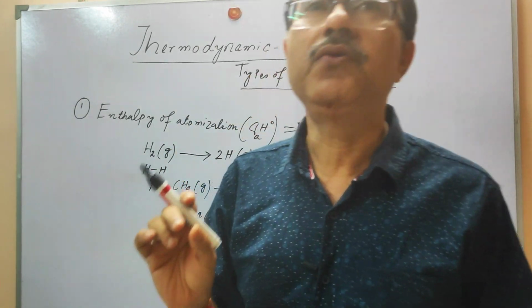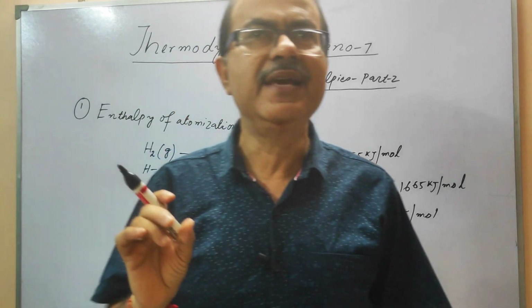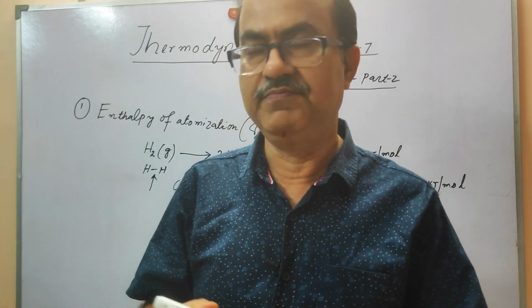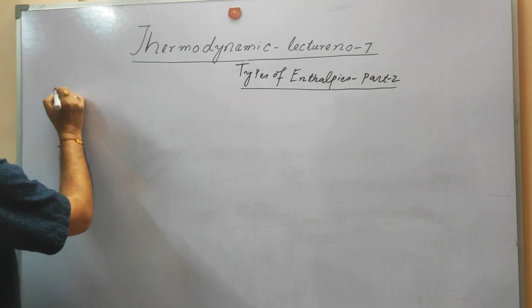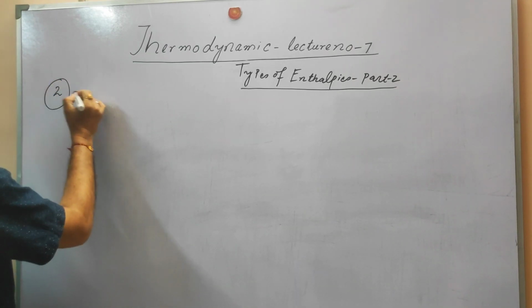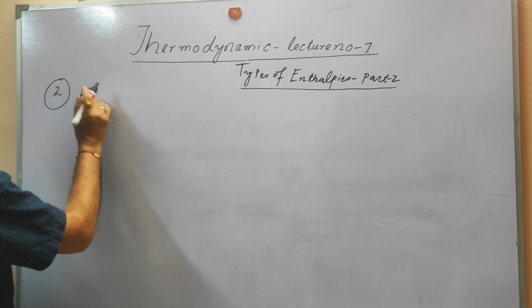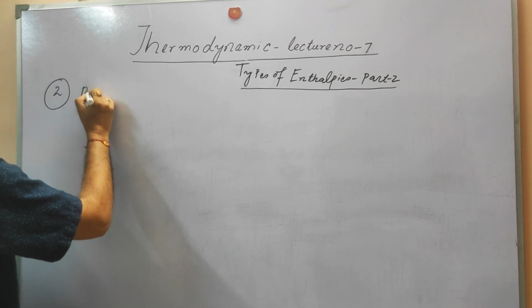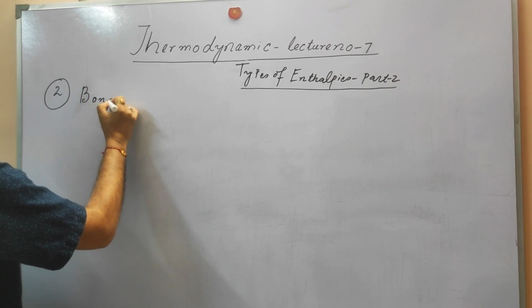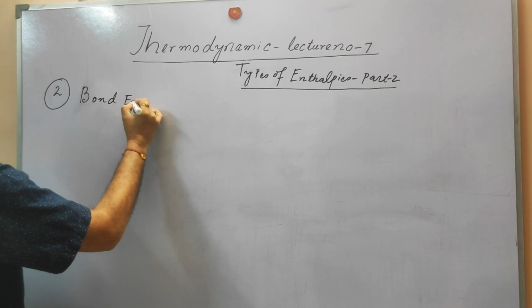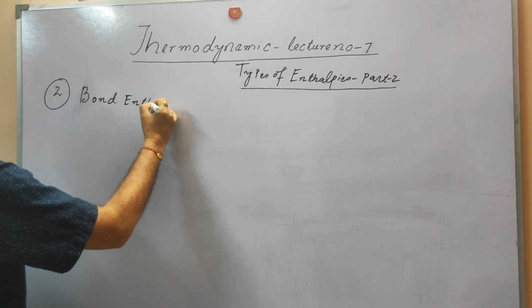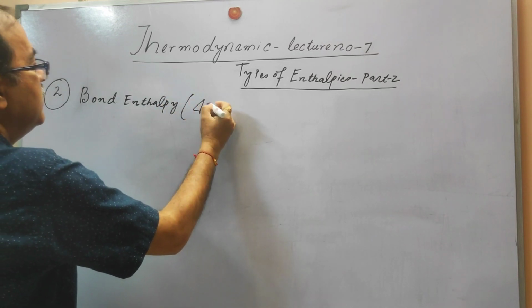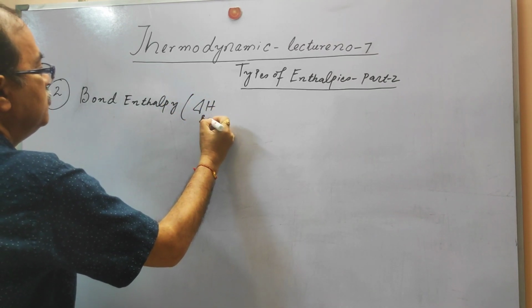Okay, now we go to the next important enthalpy, the bond enthalpy. That is a very important enthalpy, and we must understand it totally. Bond enthalpy is represented by delta H bond.